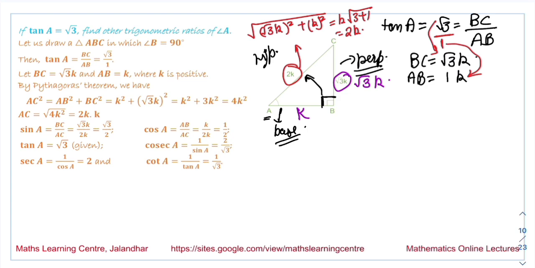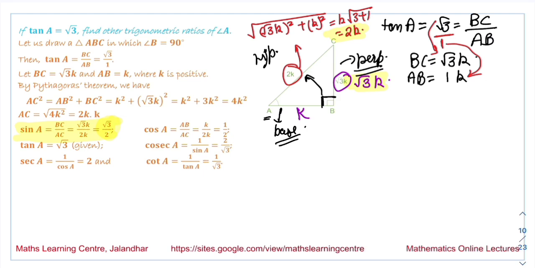So the value of sin A is perpendicular over hypotenuse. Perpendicular is root 3K, hypotenuse is 2K. So the answer we get is root 3 by 2.